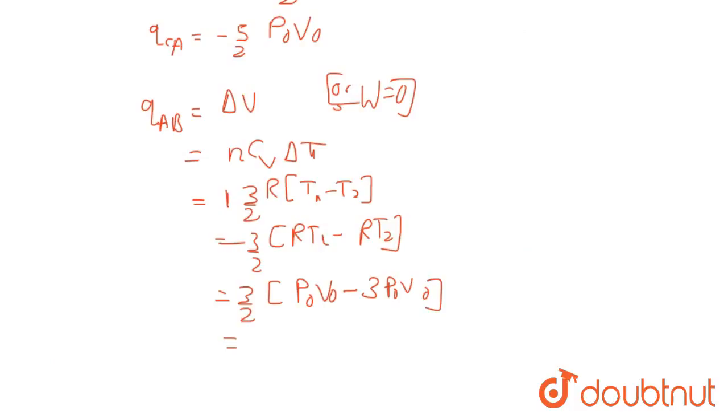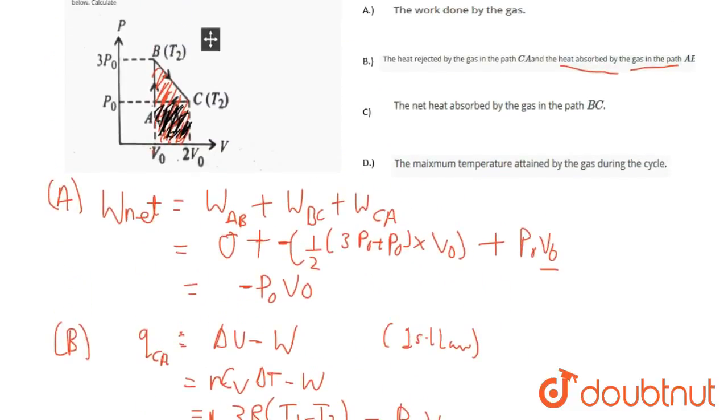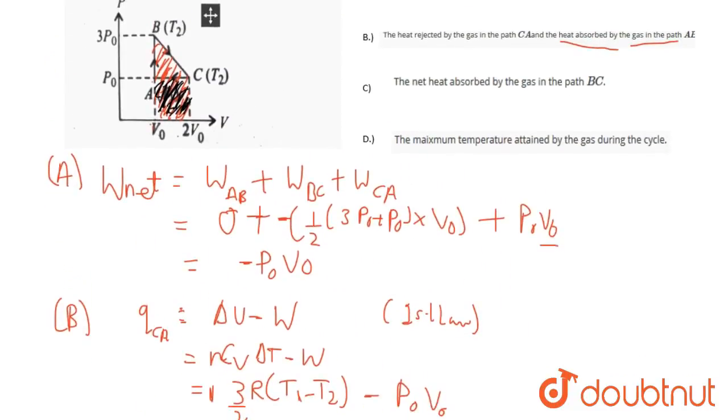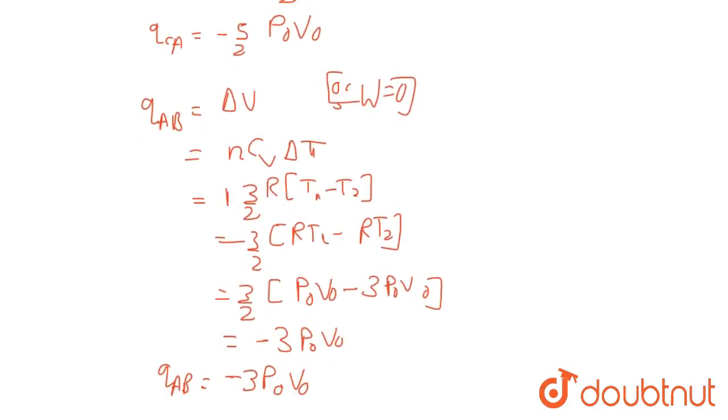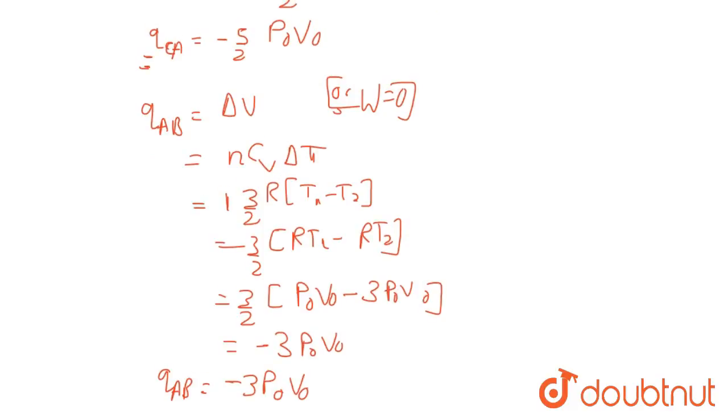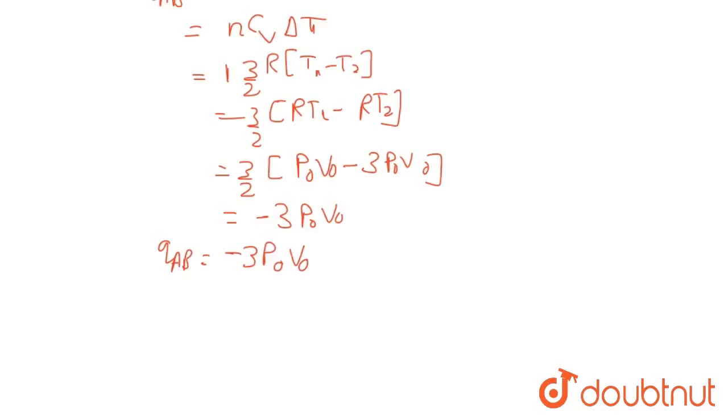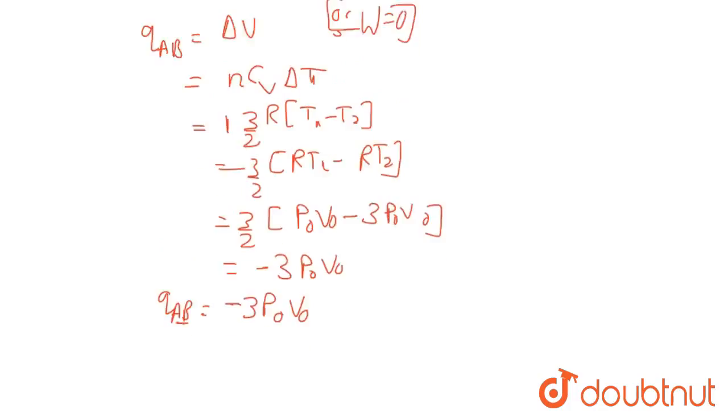So on further simplification, you will have minus 3 P0 V0. So the heat absorbed by the gas in the path AB, that is QAB, is minus 3 P0 V0. So this is the answer for the part B of the question. The heat rejected in the process C to A is minus 5 by 2 P0 V0, and the heat absorbed in the path A to B is minus 3 P0 V0.